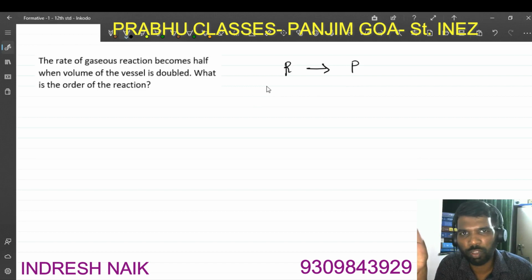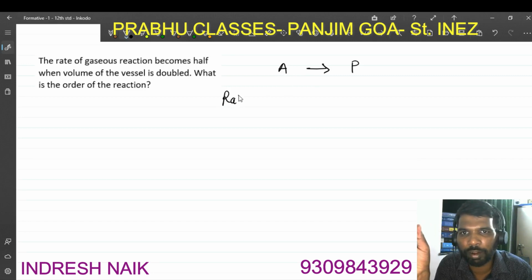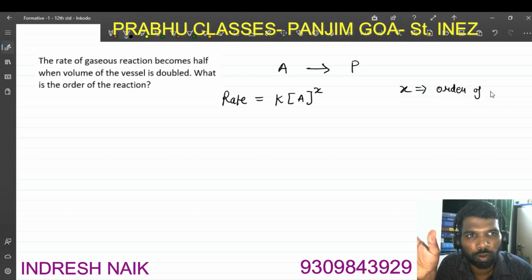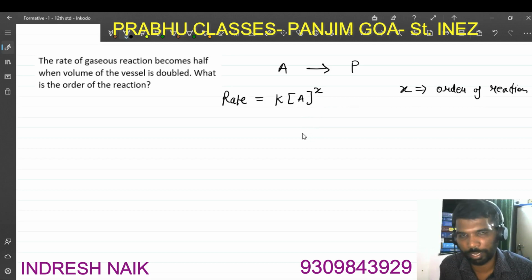We'll write this reactant A getting converted to product P. Let's not worry about the stoichiometric coefficient. So I am going to write the rate equation as rate is equal to k, the rate constant, times the concentration of A raised to x. And this x is the order of the reaction, which I need to find. The rate of the gaseous reaction becomes half when the volume of the vessel is doubled. What is the order of the reaction?